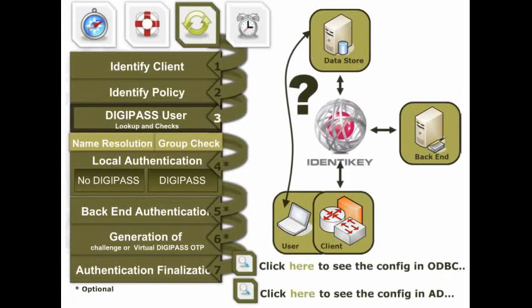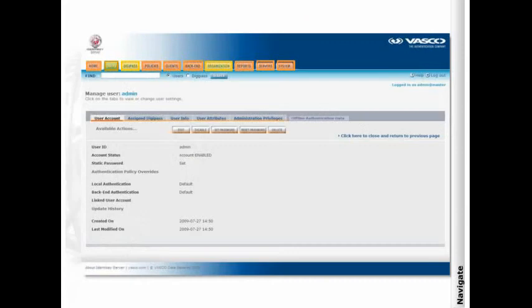To perform an authentication, we need to look up the user that wants to do an authentication. Name resolution and group check are important concepts that can be tuned according to your taste. The details of a user will be displayed when you select the users. Here you can edit the user, disable the user, delete the user or enable the user.